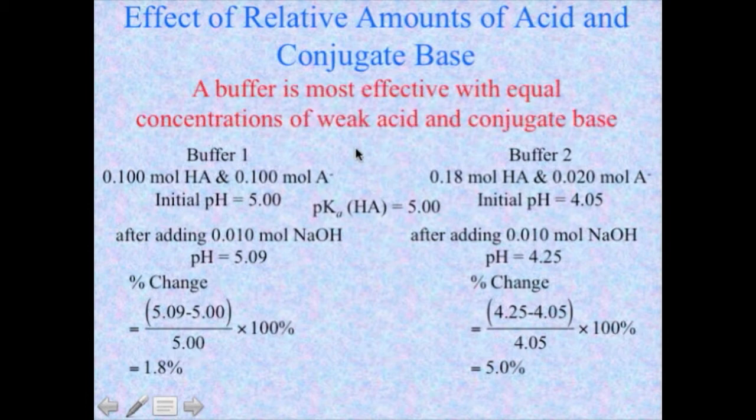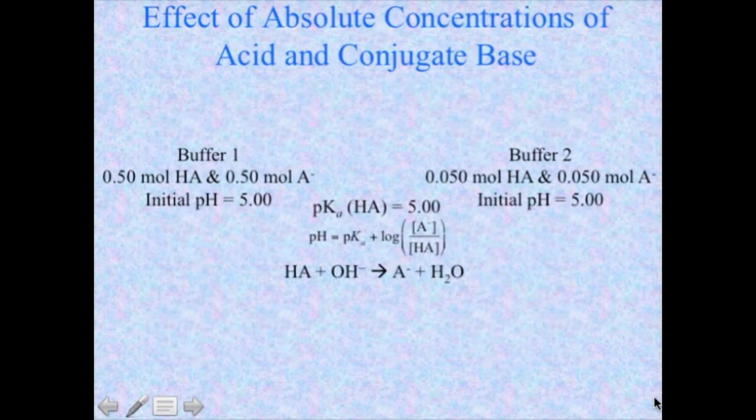A buffer is most effective with equal concentrations of weak acid and conjugate base. Buffer 1 has protected the system from pH change much better than buffer 2. Now let's look at the effect of absolute concentrations of weak acid and conjugate base on the effectiveness of a buffer.